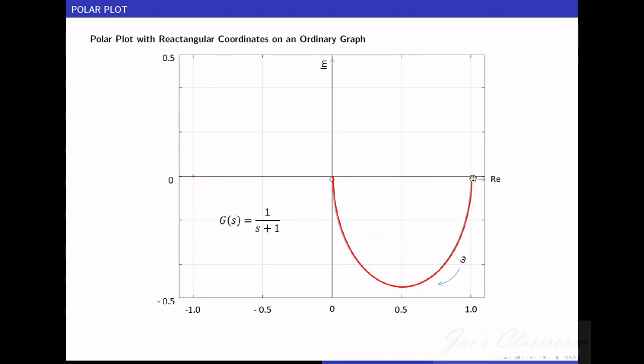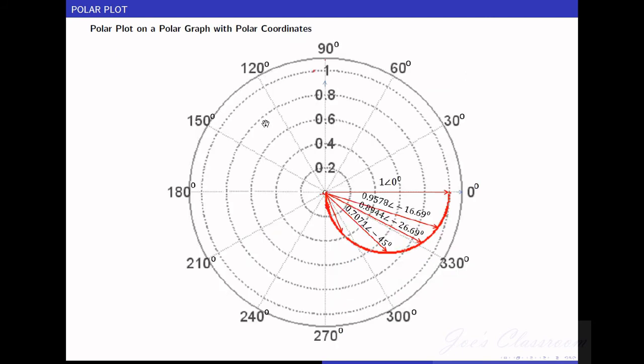So you need not draw the phasors every time. Only the endpoint you can plot, and you can connect those endpoints to get the polar plot. Please note, this polar plot is drawn on an ordinary graph sheet. However, this polar plot can be plotted on a polar graph also. This is what a polar graph is. Let me explain a little bit about this polar graph.